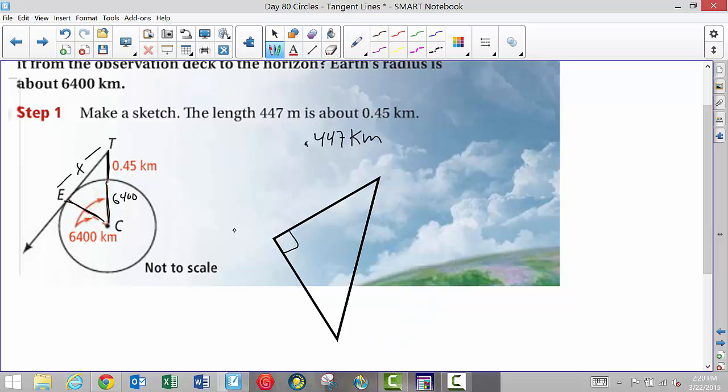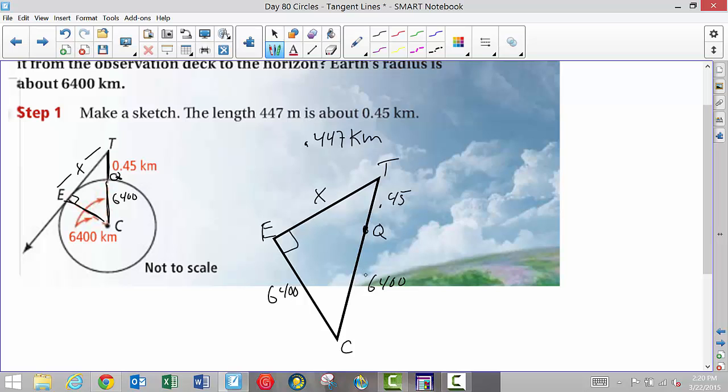So I know that this is 90 because angle E is 90, because something that's tangent is perpendicular to the radius. Here's my radius, so this is 6,400. Okay, here's C, here's E, here's T. I'm going to call this point Q right there. So here's point Q. Point Q is 0.45. Okay, C to Q is my radius, so that's still 6,400. I want X.